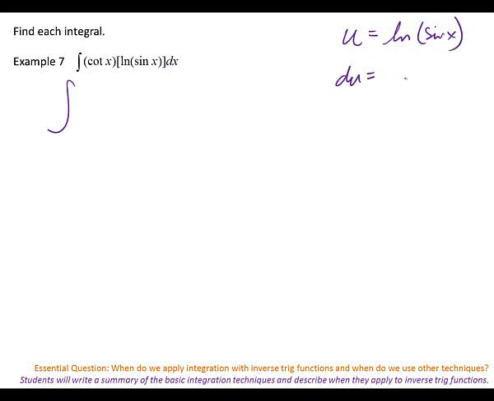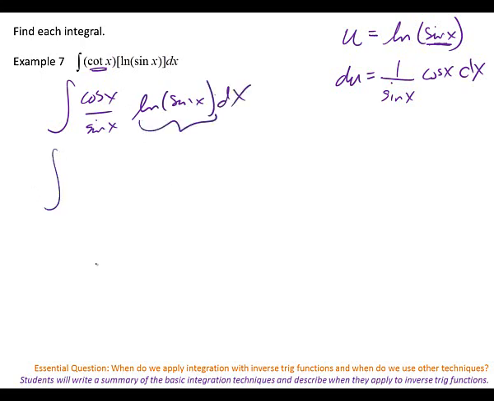Derivative of natural log of anything is what? 1 over sine x times cosine. What's the derivative of sine? Cosine. So my question to you is, do we have cosine over sine in our problem? Yes. Couldn't I rewrite that as cosine x over sine x, natural log of sine x dx?